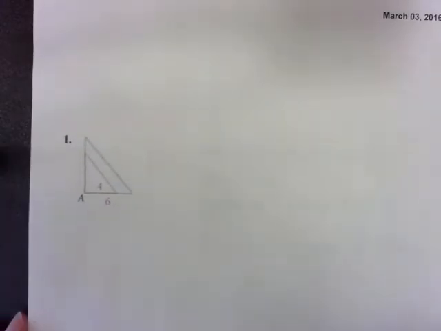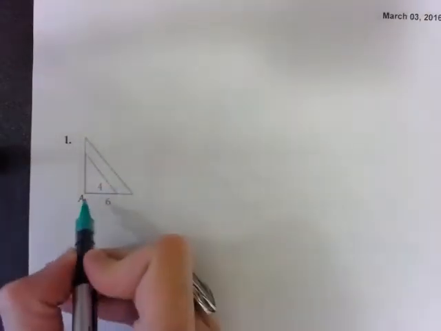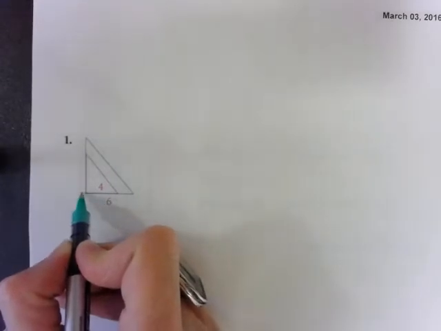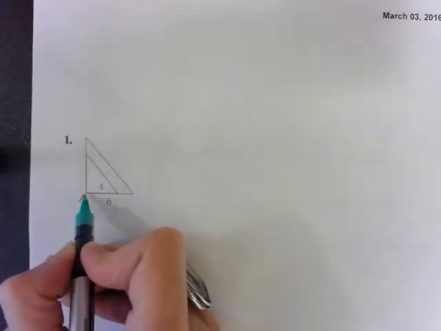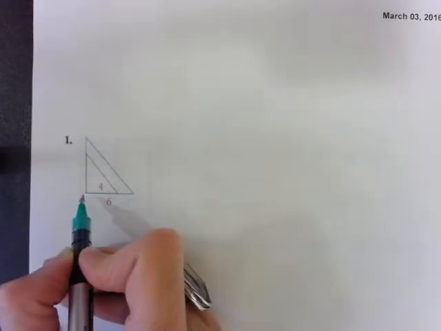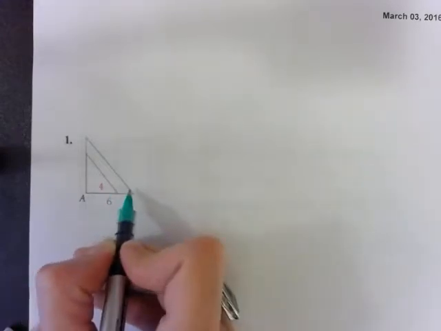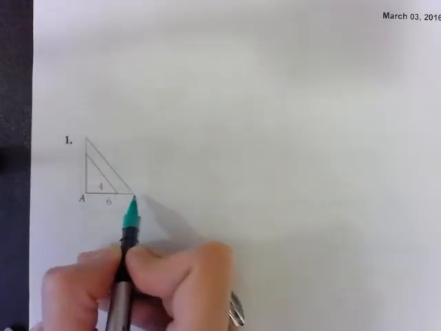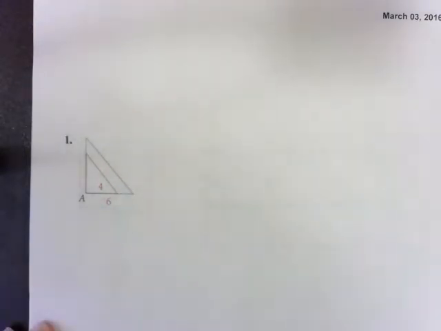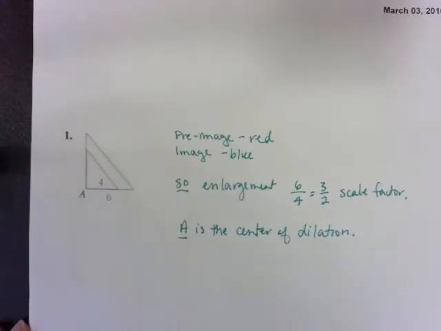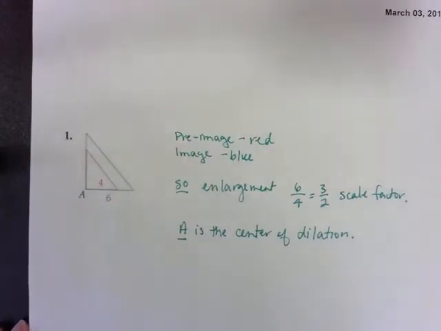The next question shows us something that looks like this. Well, it's clear that the center of dilation is at A because they share this point. Still, the pre-image is the red and the image is the blue. So this is now an enlargement. The image is 6 and the pre-image is 4. So the scale factor is 3/2 with A as the center of dilation. If you need to pause and look at this again, feel free.